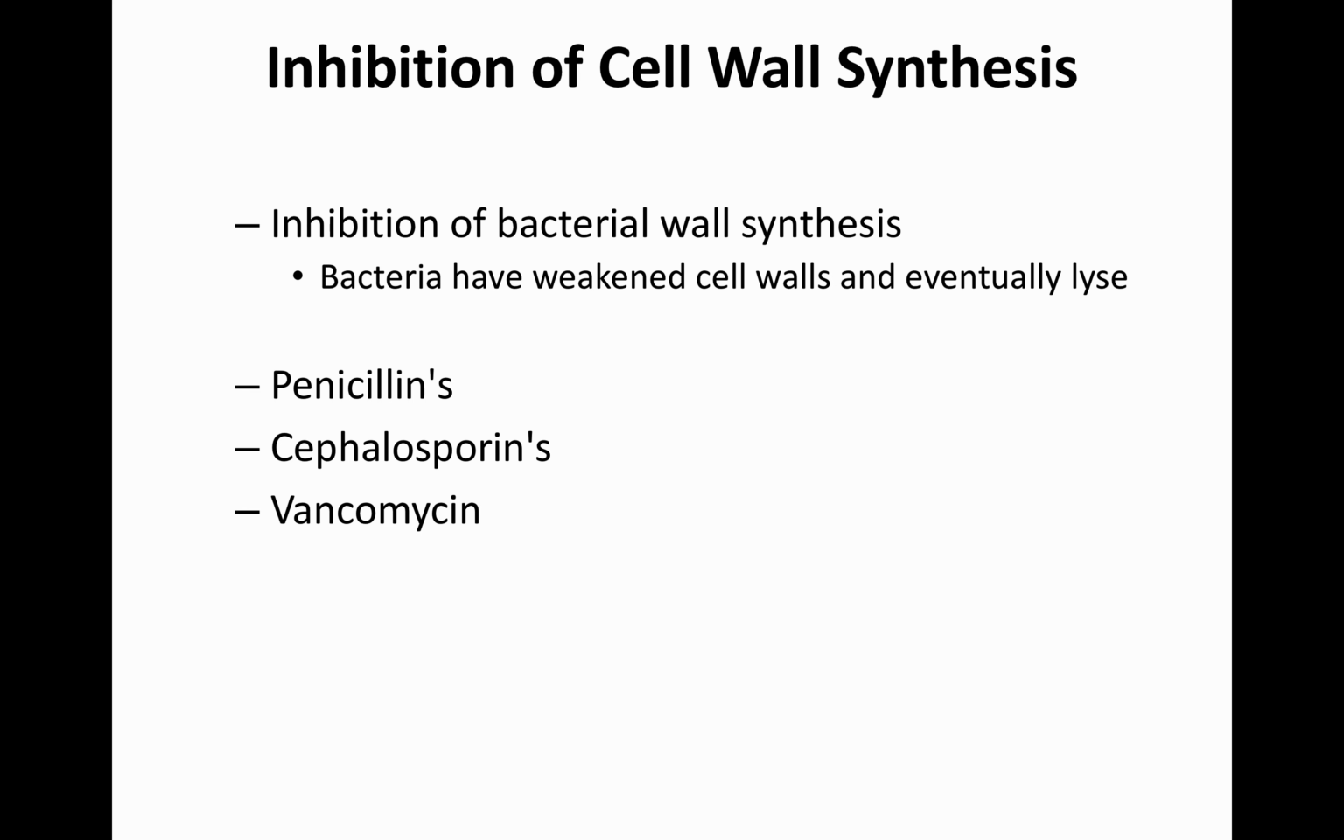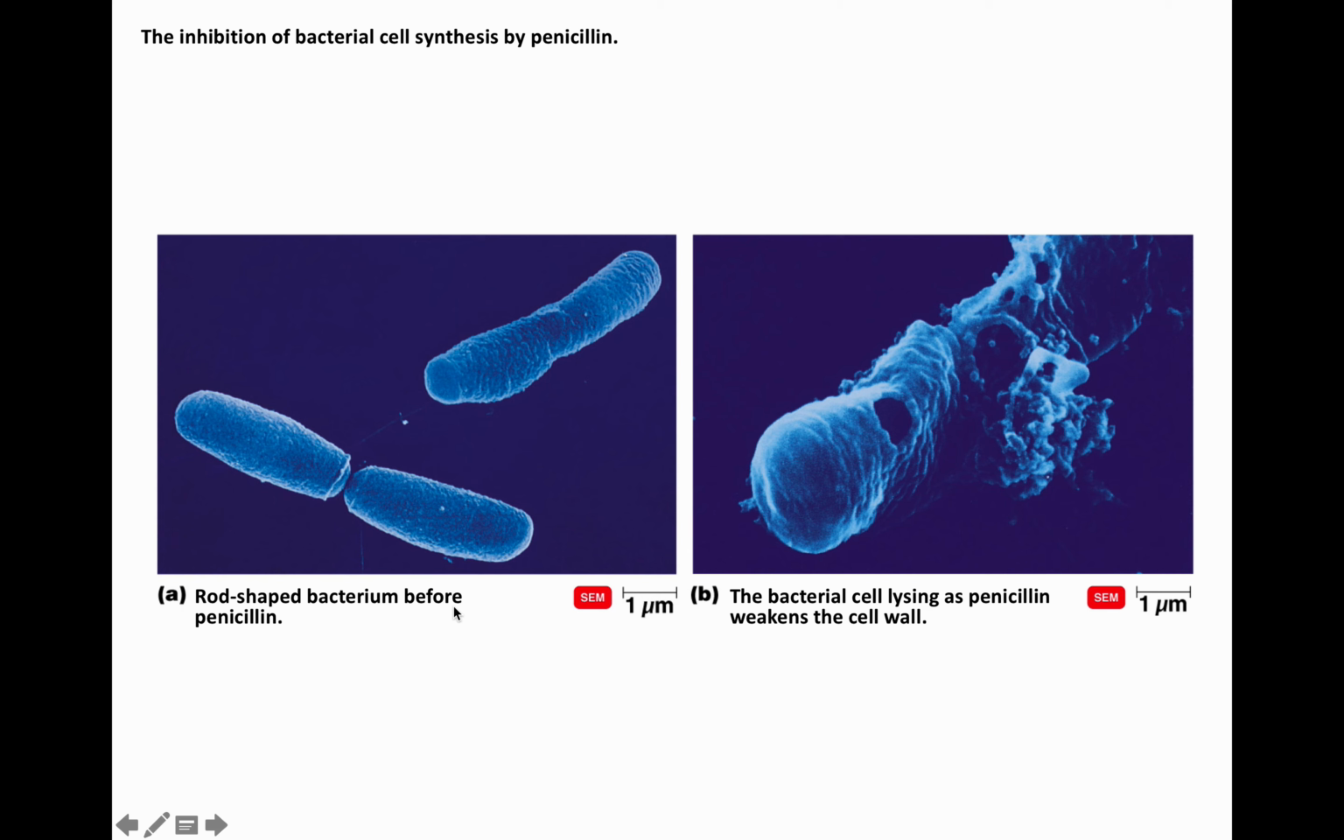Inhibiting cell wall synthesis, we're going to weaken the cell wall, and the cell is going to actually eventually lyse. So penicillin, cephalosporins, vancomycin would be some examples of antibiotics that target cell wall synthesis. Here's an image of 2 rod-shaped bacteria before the introduction of penicillin. The bacteria is introduced to penicillin, and you can see that weakening of the cell wall and lysis of that cell because that cell wall is broken.